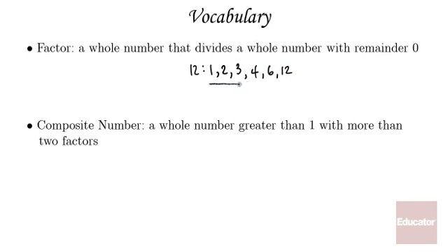So each of these numbers is a factor of 12 because you could divide 12 and get a remainder of 0. A composite number is a whole number greater than 1 with more than 2 factors. So for example, 12 is a composite number. You'll notice that there are more than 2 factors.